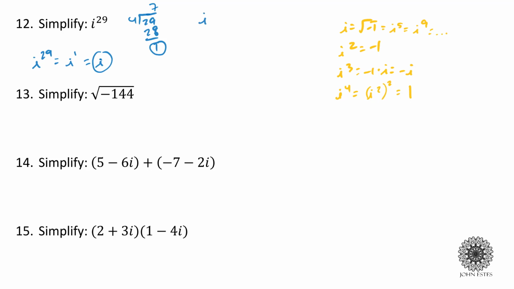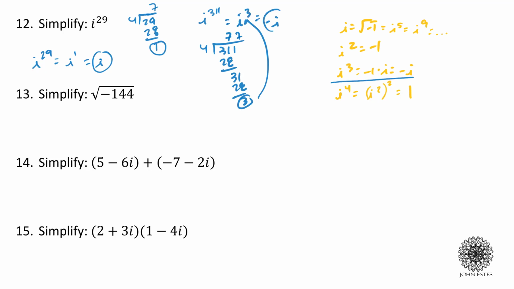Okay, so if you have i to like the 311th power, all you do is divide 311 by 4. So let's see, I know that's going to go in 8 times. Oh, I'm sorry. It's going to go in 7 times. It's 28. Okay, so you get 31. So that's going to be 77 times with a remainder of 3. So the remainder again tells me that i to the 311 power is the same as i cubed, which is, according to what we did here, negative i. So that would be my answer.